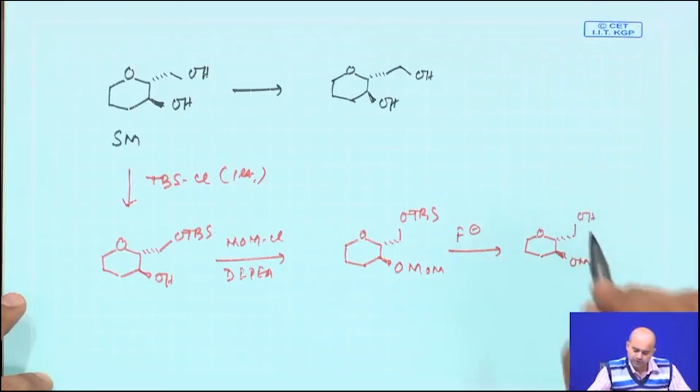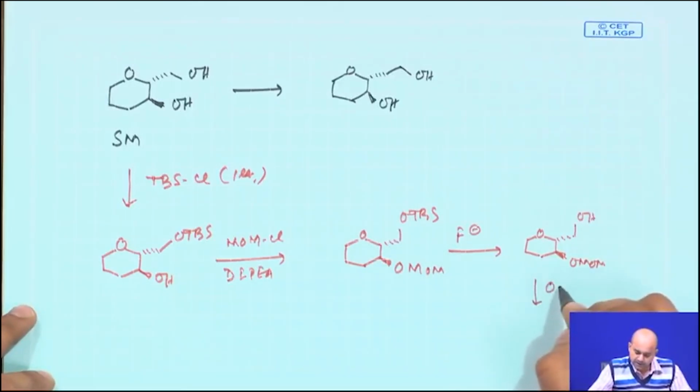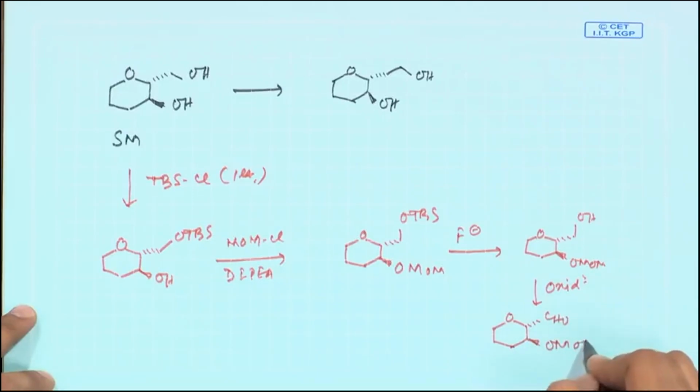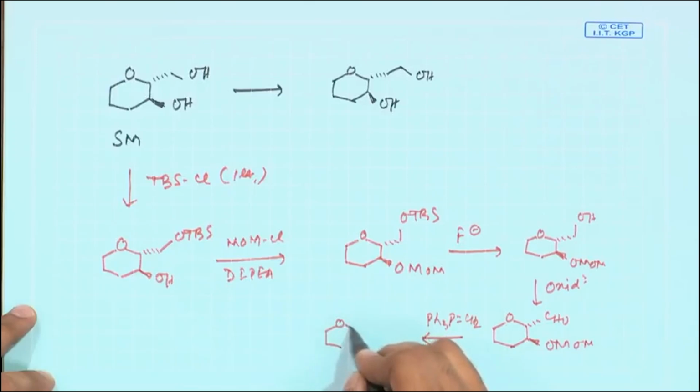So, fluoride minus is the best thing, that will remove the silyl, and it will give you CH2OH. Now, as you need to do a 1 carbon extension, the best reaction is basically a hydroboration reaction. So, for that you need to oxidize it first to convert the primary hydroxy to the corresponding aldehyde. The MOM protection remains the same. Now, the aldehyde is subjected to the next 1 carbon Wittig reaction, a very straightforward reaction.